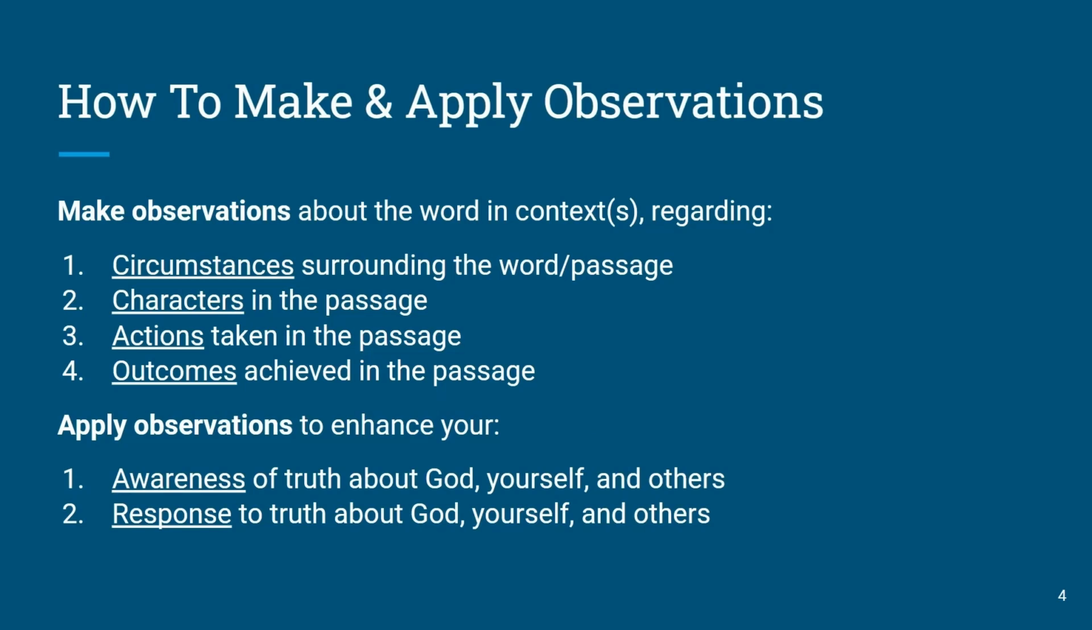Here's the overview slide of how we can make and apply observations of a word in context. We can first make observations about the word in its context or contexts regarding 4 different factors. The first factor is the circumstances surrounding the word or the passage. The second is the characters in the passage. The third is the actions taken in the passage. And then the fourth category is the outcomes achieved in the passage. This might seem very abstract right now, but when we get into some examples in just a moment, I think you'll see a little bit of what this means.